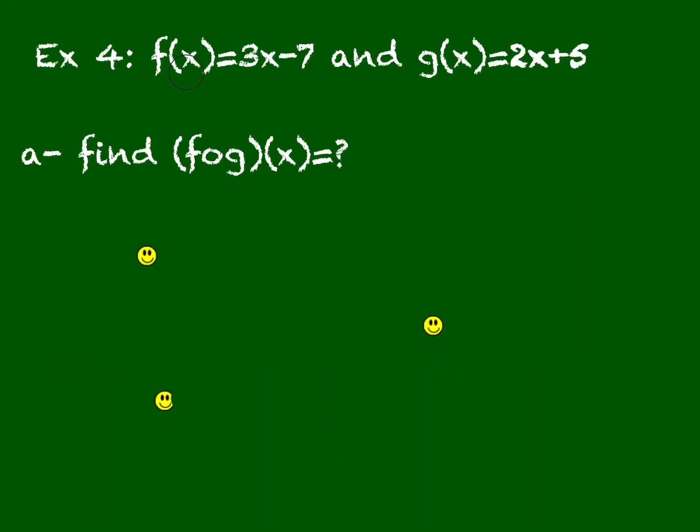Example 4. There are two functions and the question asks us to find their composition. Let's figure out the inner function first. The inner function is the one closest to the x or the number. Here, obviously it is function g. Then rephrase the question to make it simple. Then we substitute 2x plus 5 for g of x, which is the inner function.